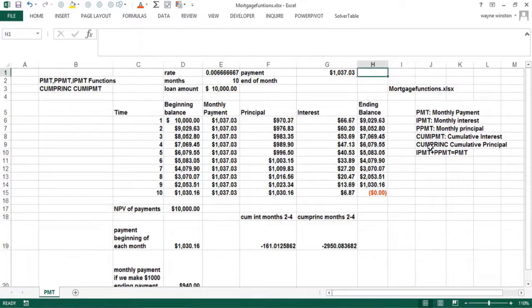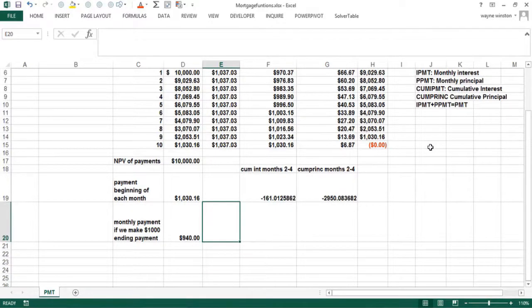So in our example in the file mortgage function, we assume there's an 8% annual rate. So to make it monthly, you divide it by 12. And it's a 10-month loan and you're borrowing $10,000. So let's find out your monthly payment under 3 conditions. You're making end of the month payments, beginning of the month payments, and end of the month payments with a $1,000 payment at the end of the last month.